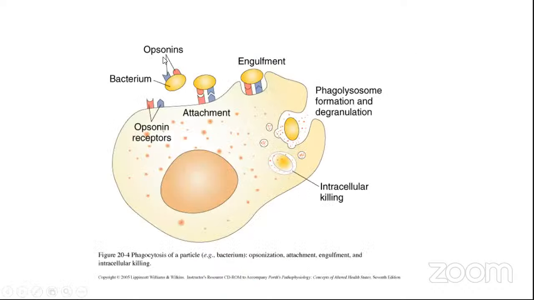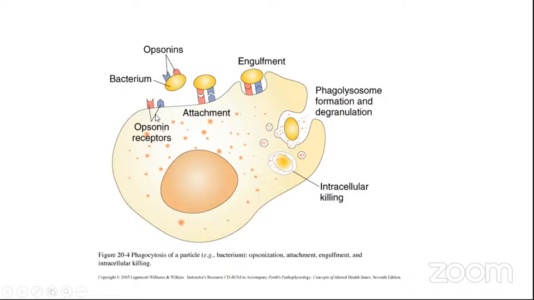So various opsonins come and attach, then they get engulfed, with formation of the phagosome. Then there is intracellular killing. So this is another diagram depicting phagocytosis. This is how it occurs.